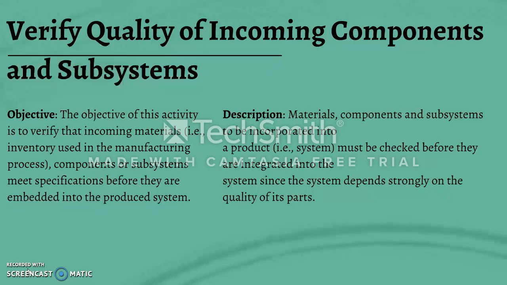Description. Materials, components, and subsystems to be incorporated into a product, for example a system, must be checked before they are integrated into the system, since the system depends strongly on the quality of its work. The objective of checking the received components or subsystems is to verify that they meet the required specification. This activity will reduce costs since faulty systems detected further along the production line will lead to expensive corrective actions.